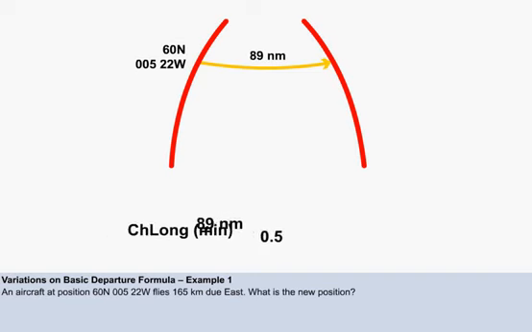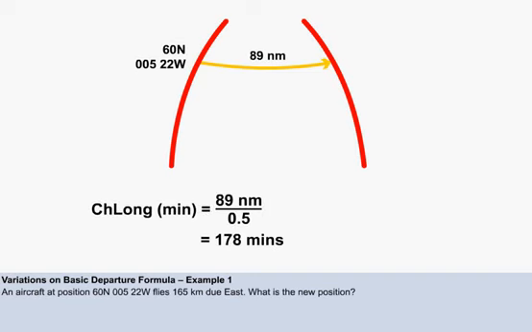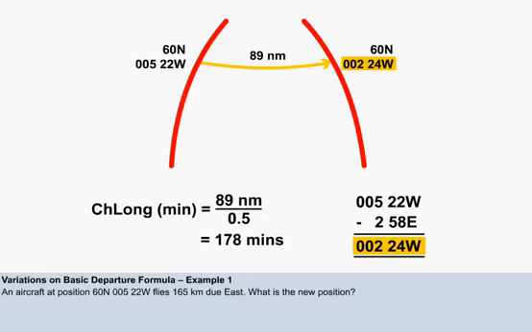Rearrange the equation. This gives 178 minutes of change of longitude. This is 2 degrees and 58 minutes from an initial longitude of 5 degrees and 22 minutes west. So, since we are going eastwards, it is 5 degrees 22 minutes west minus 2 degrees 58 minutes, which equals a new longitude of 002 degrees 24 minutes west.